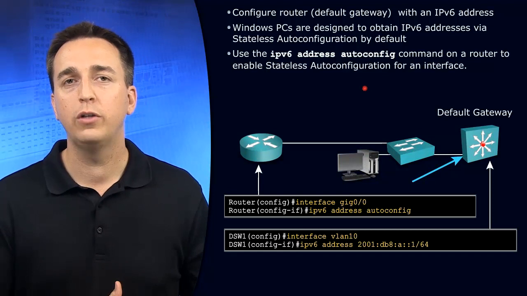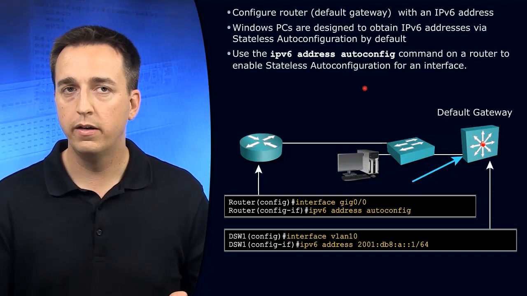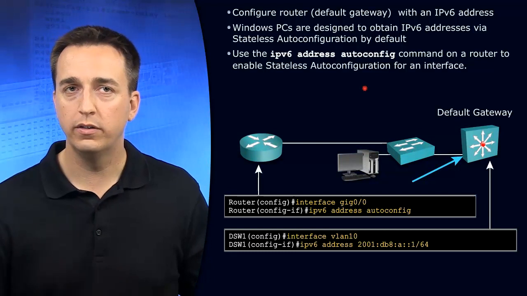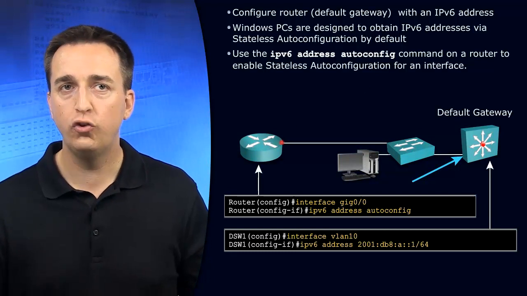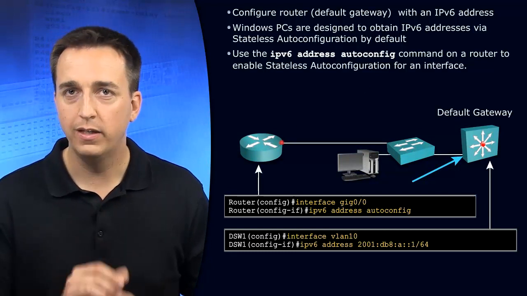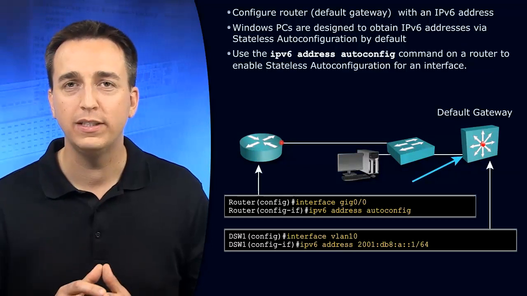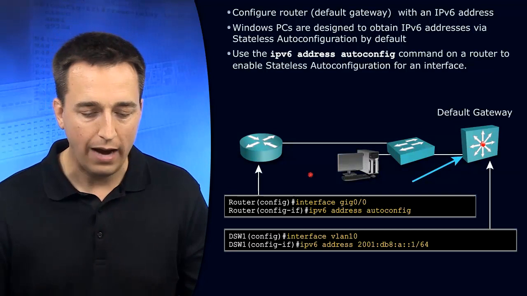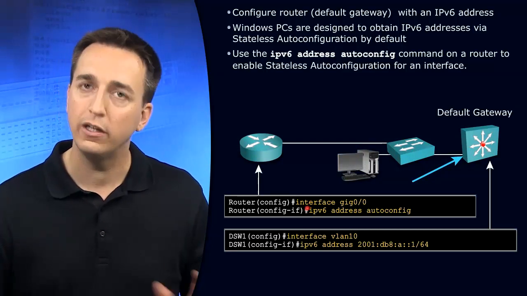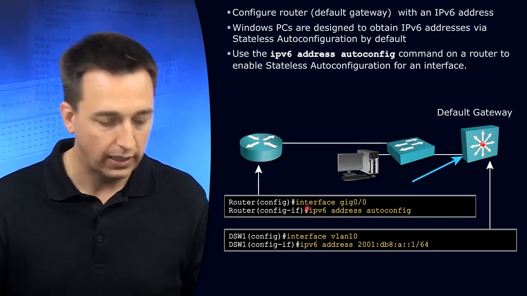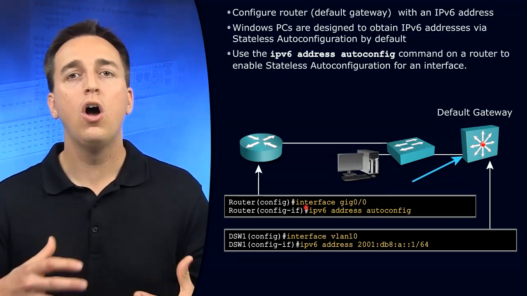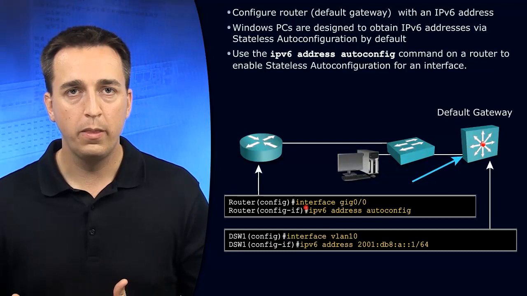Now, if you are utilizing a router and you want the router's interface to automatically generate an IPv6 address using stateless auto configuration, you have to turn on that feature. You go to the interface, gigabit 0/0 in this particular example, and you type in IPv6 address autoconfig.